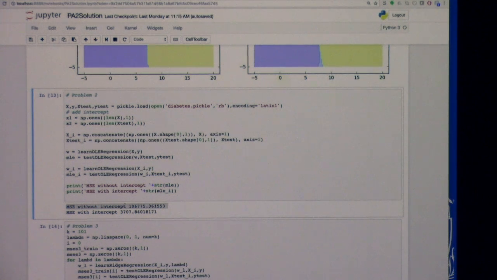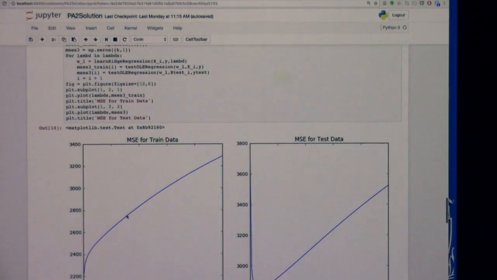When you try to fit a line without adding the bias term, what happens is you're forcing the line to go through the origin. So you might not get a very good fit. And that's why your error is much larger than when you add a bias, right? That was the only thing.